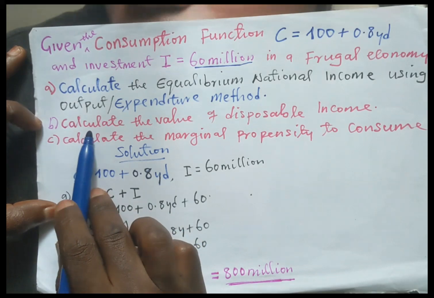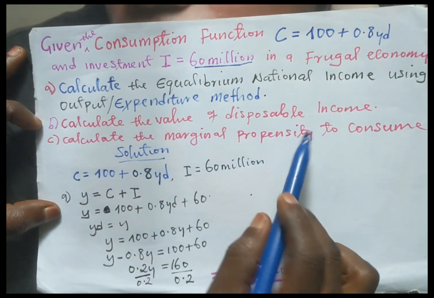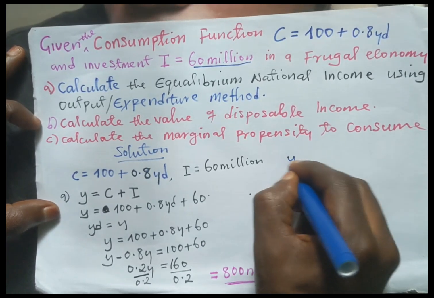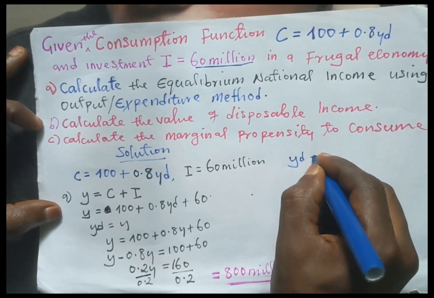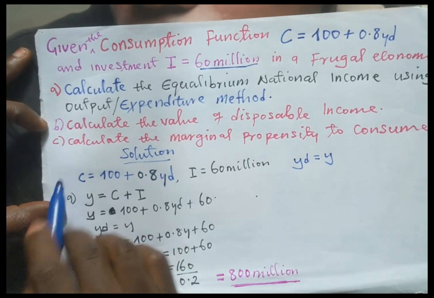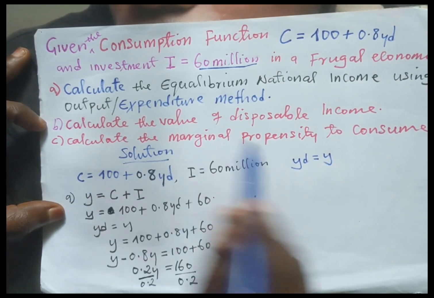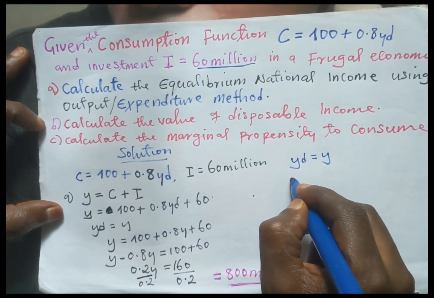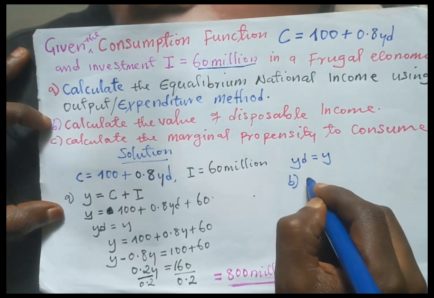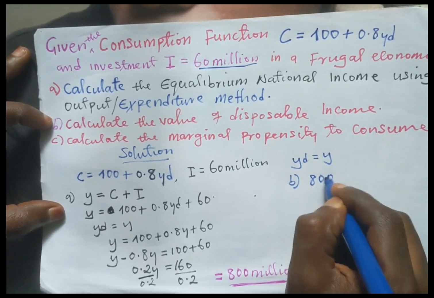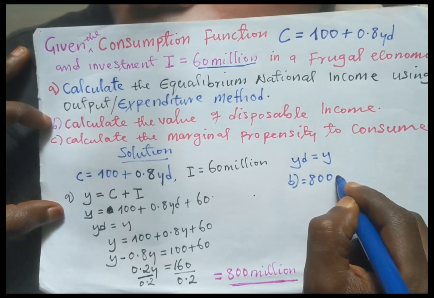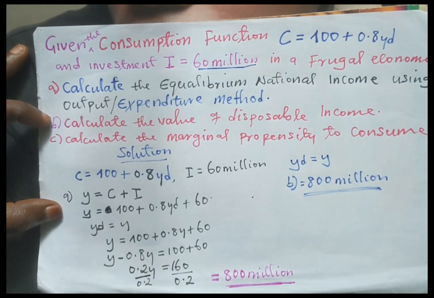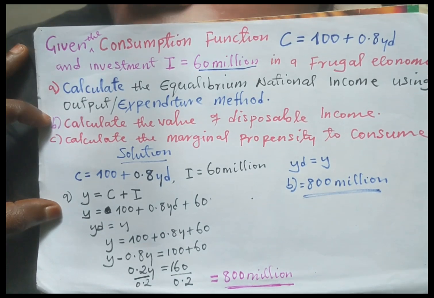And secondly, we were asked to calculate the value of disposable income. Since there are no taxes and it's a frugal economy, we say YD is equal to income. That is, income is equal to expenditure in this type of economy. So our disposable income is equal to 800 million. Remember that all figures are in millions.